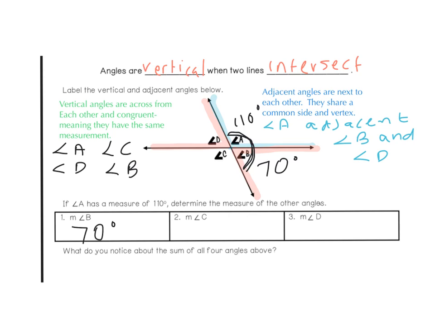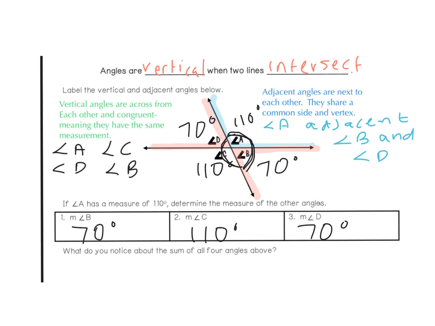All right, angle C is vertical to angle A, so it's 110 degrees. And it's also supplementary to angle B. If they're next to each other or they're adjacent with these intersecting lines, they're probably going to be supplementary as well. So angle C is 110 degrees. And angle D is vertical to angle B, so that would be 70 degrees.